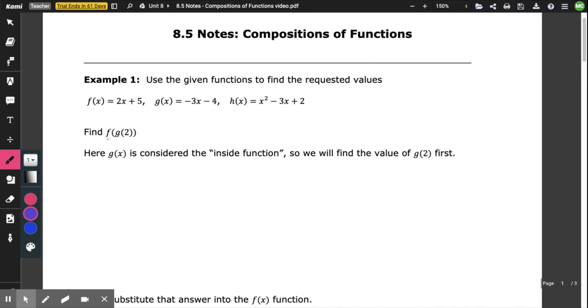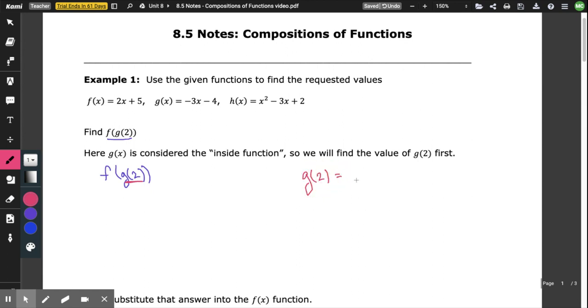So two of these are linear and one is quadratic. What they're asking us to find here is f of g of 2. So in this one, the g of x is considered the inside function because it's the one that's inside the composition. So in order to evaluate this, we have to actually find that inside part first. So I'm going to write it all together. We were asked to find f of g of 2, and then the first thing we're going to do is find this g of 2. So I'm going to do that out to the side here.